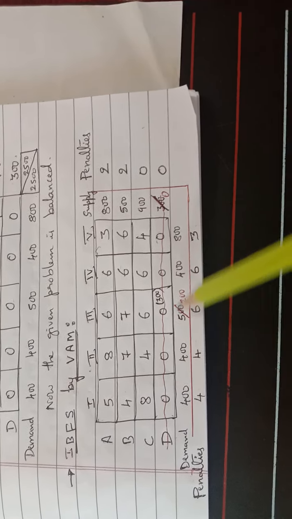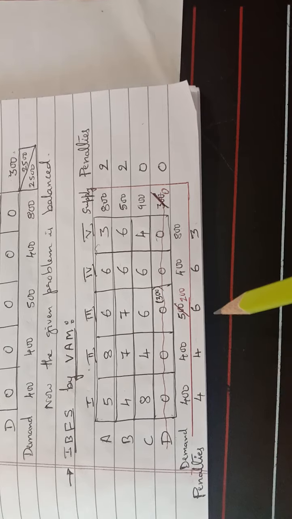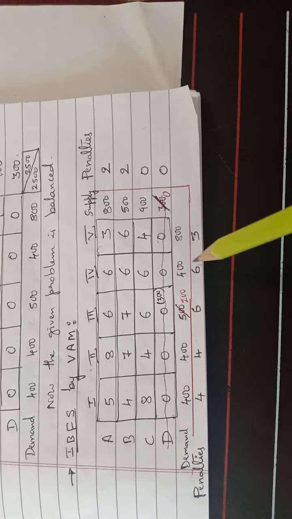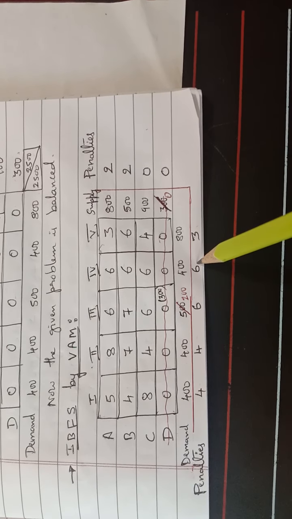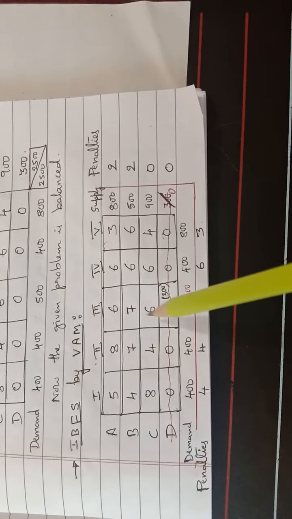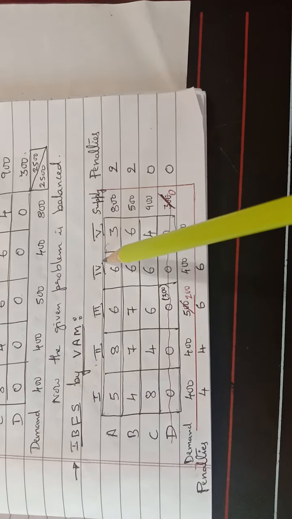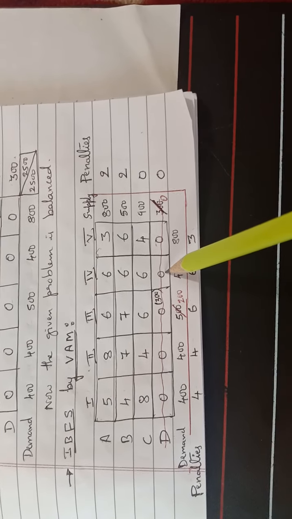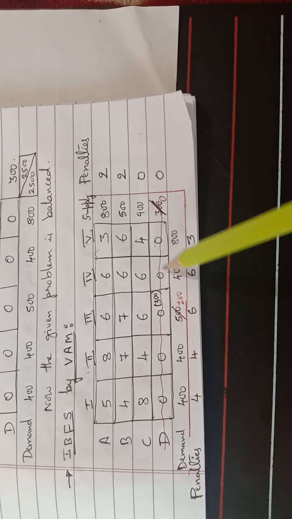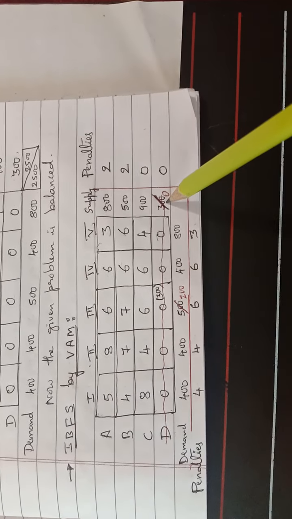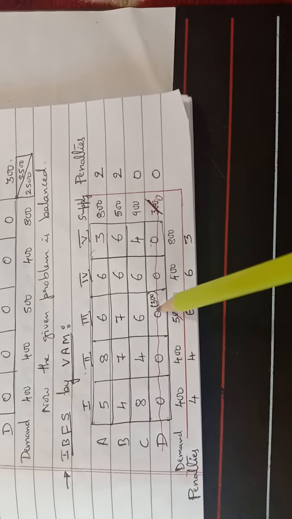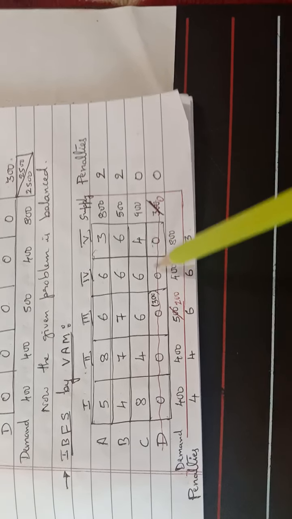Among the penalties we need to select the highest penalty. Here there are two 6s, in column number 3 and in column number 4. When there is a tie, we check the least value in the particular column. In the third column the least value is 0 and in the fourth column the least value is also 0. Now we compare the supply, where we can make the maximum allocation. In the supply the 300 is the maximum allocation, common for both the third and the fourth column. So here also there is a tie.